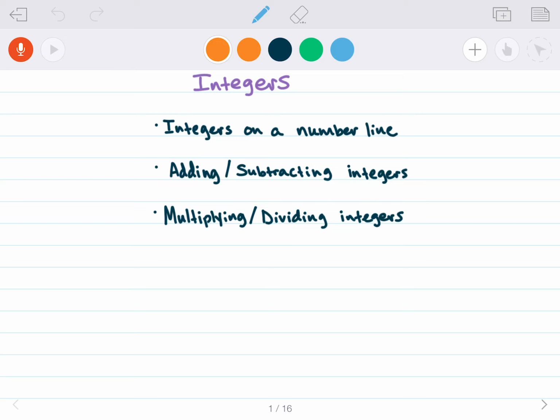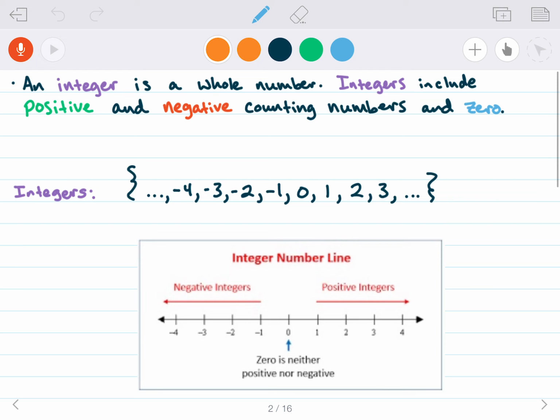Hey guys, in this video we are going to talk about integers, specifically how to plot integers on a number line, how to add and subtract integers, and multiplying and dividing integers. So the first question you may have is, what is an integer? An integer is a whole number. We can think of integers to be positive and negative counting numbers, and zero.